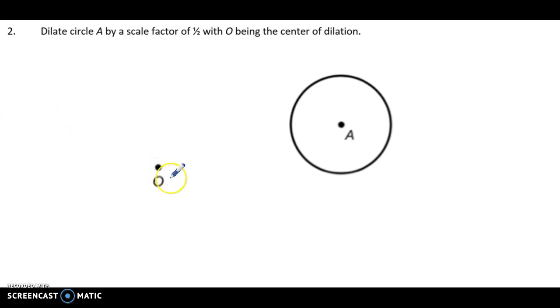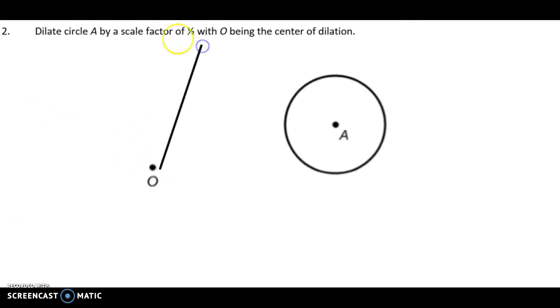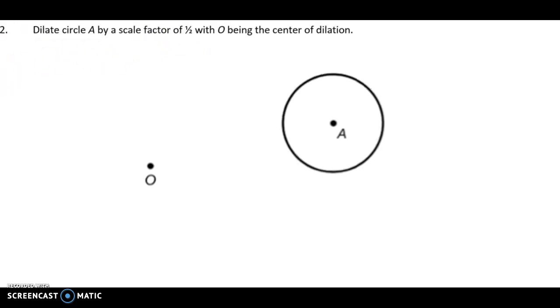And so what we're going to do is, when I see that the scale factor is 1/2, that means it's less than 1, and so I know that my circle is going to be getting smaller. And also, if it's centered over here at O, then the whole circle should shift this direction a little bit closer to O, and really, when I say closer, I mean half the distance.